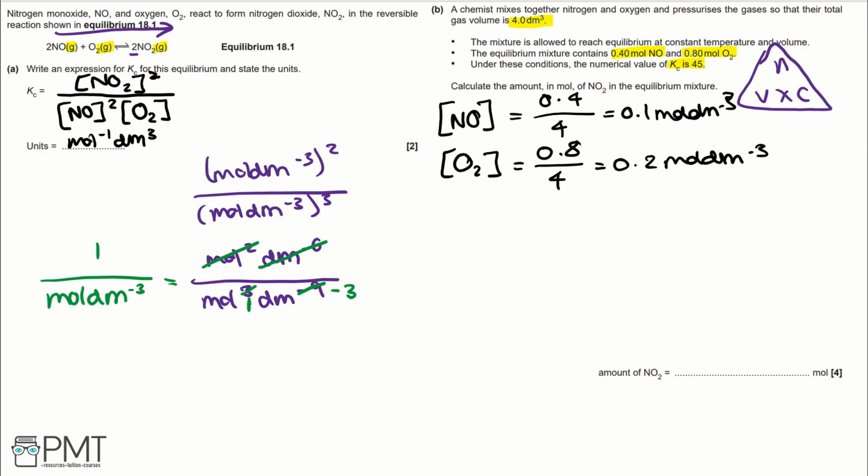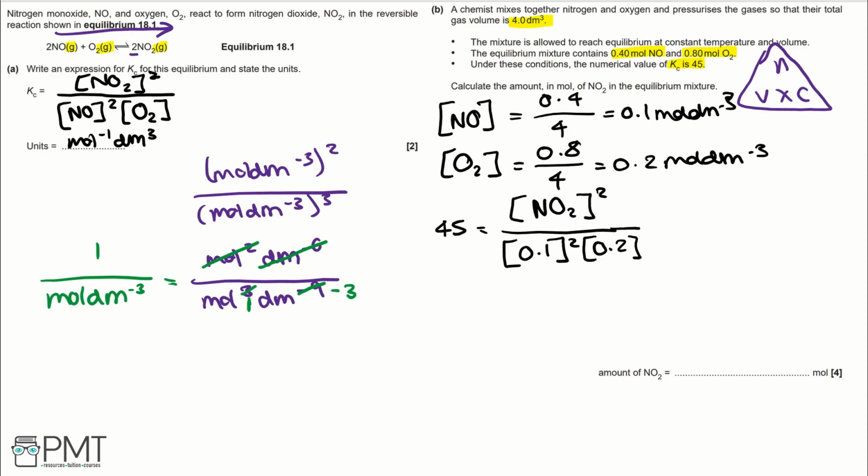Next, we need to substitute these values into our expression for Kc. So that would be 45 equals, we don't know the concentration of nitrogen dioxide, so we write that the same as our expression, then divided by 0.1 squared times 0.2.